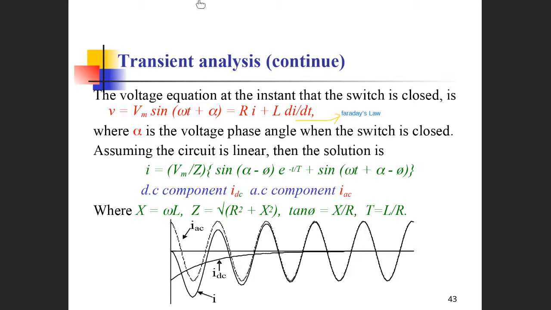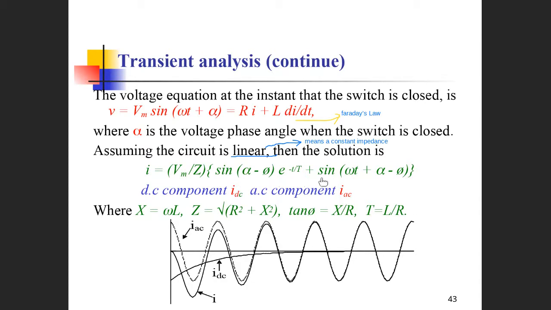Assuming that the circuit is a linear circuit, then the solution is as follows. Linear means the impedance is constant with time. Then the solution is this. It is very similar to that of the DC circuit, but here because the voltage is a sine waveform, the solution is also a sine waveform, with an exponential decay e to the minus t over T.